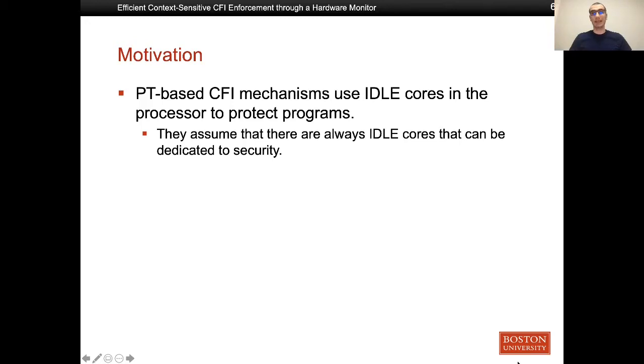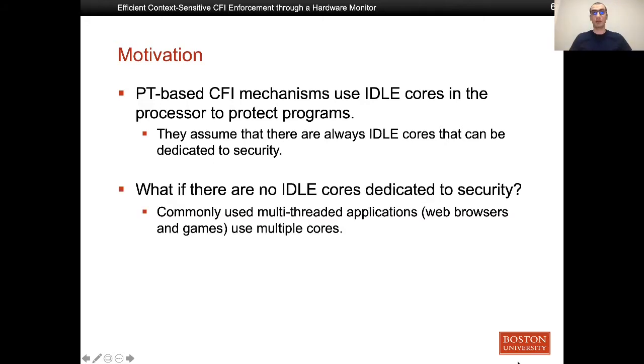PT-based CFI mechanisms use idle cores in the processor to protect programs, meaning that these works use multi-core processors and assume that there will always be idle cores that can be dedicated to security. However, the question is, what if there are no idle cores in the multi-core processor that can be dedicated to security? We know that commonly used multi-threaded applications such as web browsers and games actually use multiple cores in the processor. Therefore, the assumption of finding idle cores every single time when enforcing a CFI policy may not actually be true.